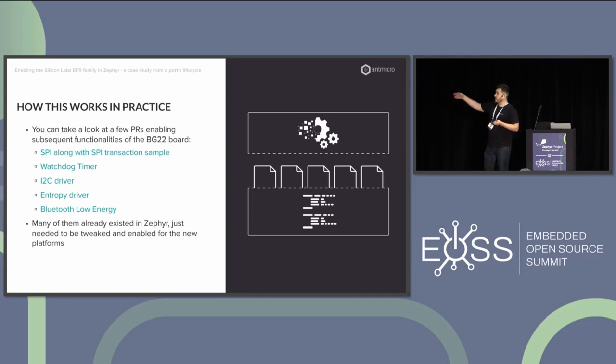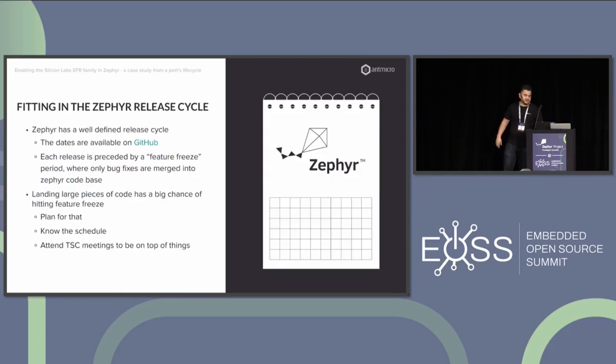If you want to take a look, this is an example of the flow we did for BG22. A bunch of PRs adding the drivers or extending the support, one by one. You will see rebases, comments, and stuff like that. You can simply follow the links and see how it works. It's not that we had to write all the drivers. Some of them were already there. We just needed to tweak them, enable them, and sometimes add new pinmux entries and stuff like that.